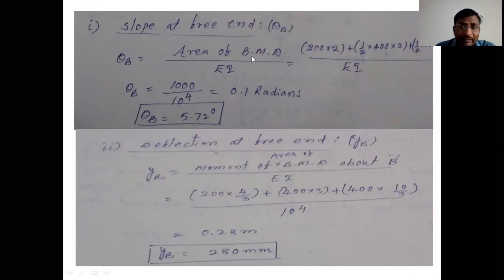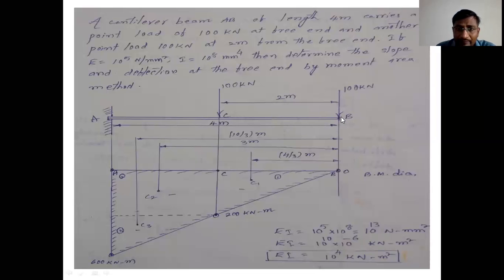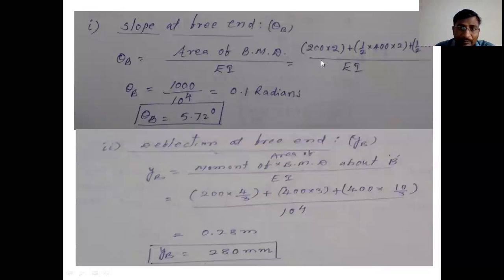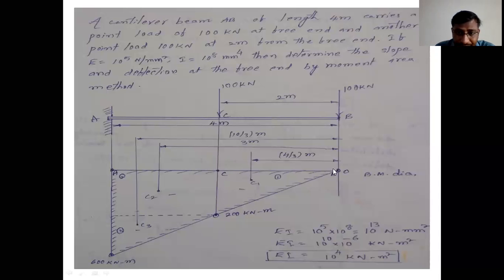How to calculate the slope at free end? Slope at free end means we want to find the slope. So we must consider the whole area, total area of the bending moment diagram, divided by flexural rigidity. So what is the total area of the bending moment diagram? Total area, how to calculate total area? This is one triangle, half into 2 into 200. Half into 2 into 200, 200 itself, plus this rectangular area. Rectangular area is 200 height, 2 meters is the length.